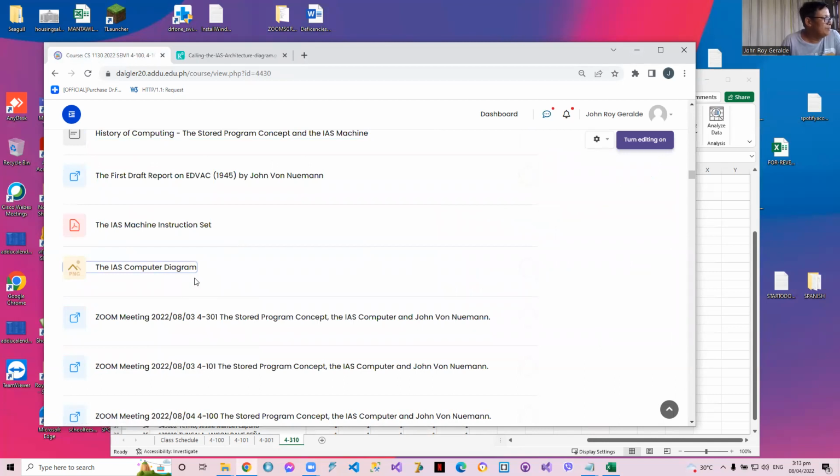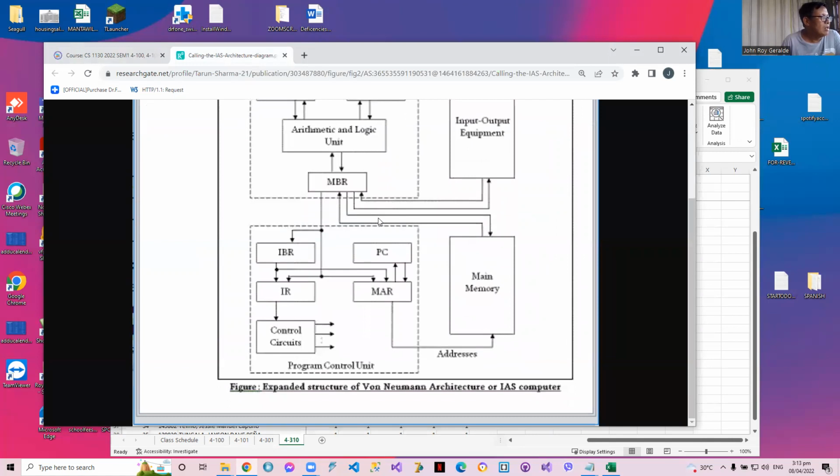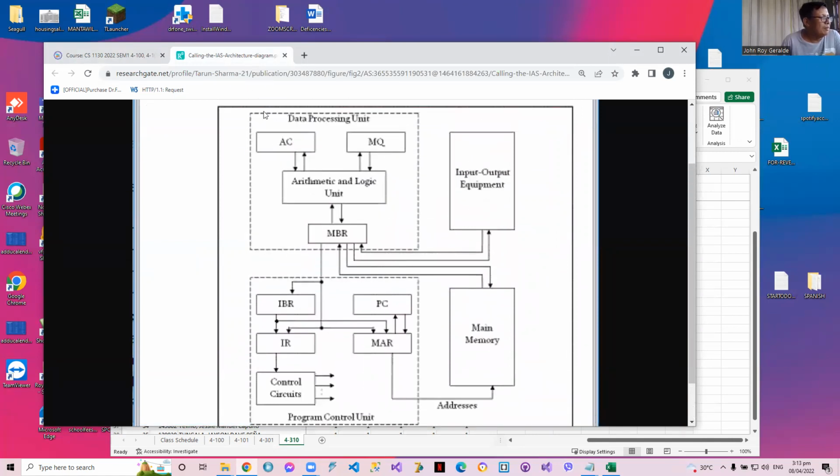Here is the IAS computer diagram. This is like the mill. It has a data processing unit, or the ALU, and a program control unit. We only have one accumulator register, which is the accumulator. This is patterned from the ENIAC, which has 20 accumulators. Here we only have one accumulator. The arithmetic logic unit does the arithmetic.